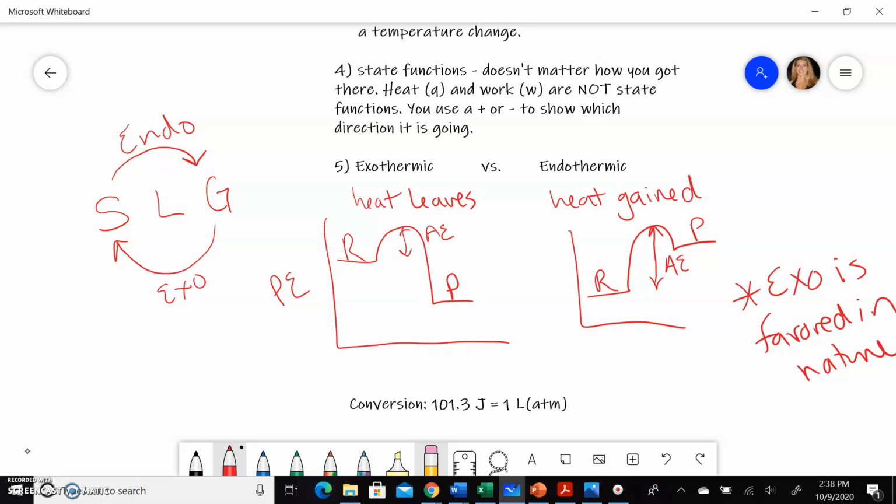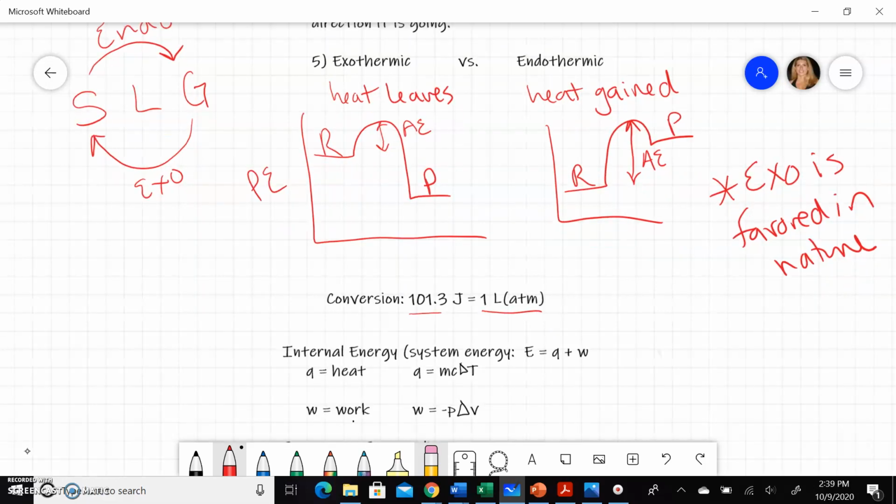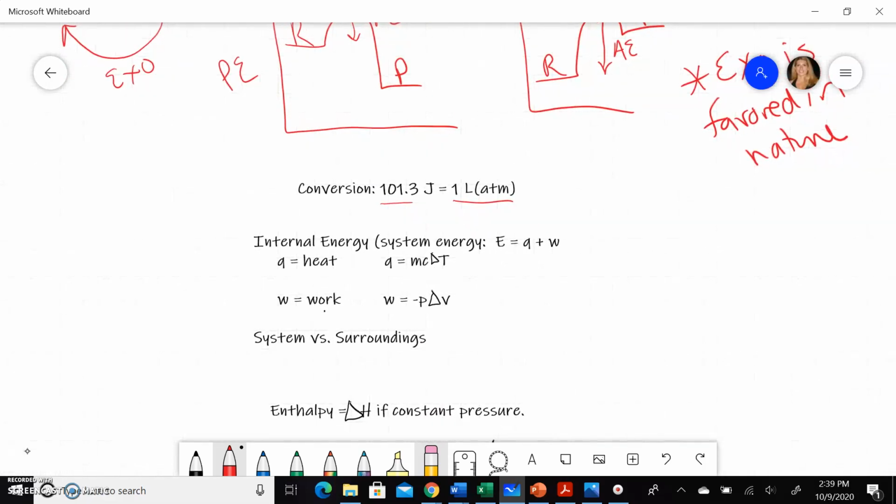The next thing is just a helpful conversion, and I actually posted in Canvas a whole list of some of the equations and things that you're going to use for this chapter. Hopefully that list, that's kind of a summary of all these equations, will help you. Keep in mind that 101.3 joules is equal to 1 liter times ATM. You're going to use that in your homework. Hint, hint. All right, let's get to some of these other last reactions for this section.